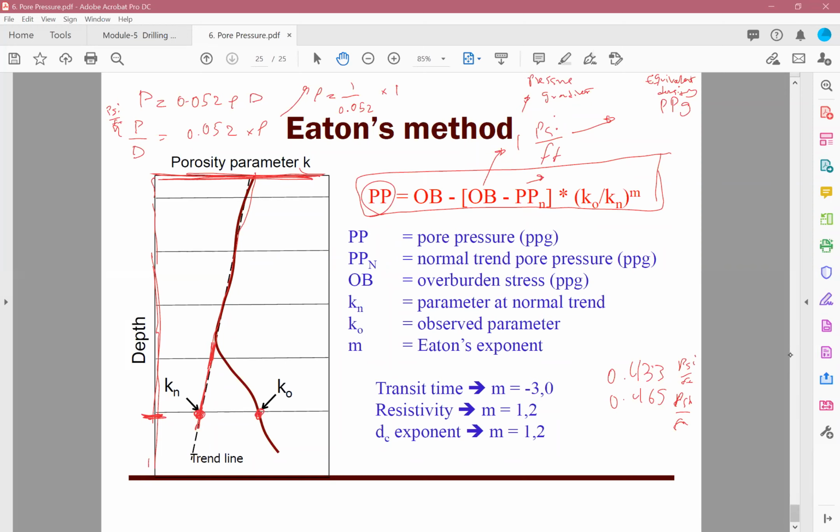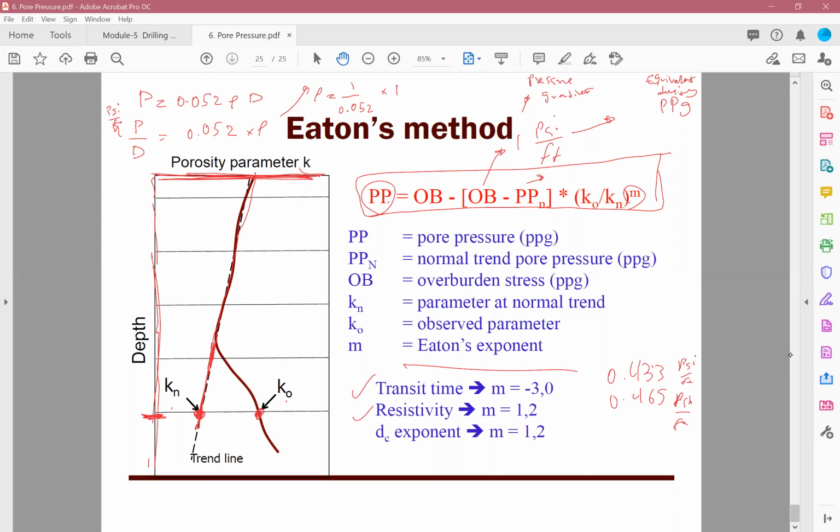The real value. So if you divide Ko by Kn to the power of m, which is called Eaton's exponent, then you can calculate the pore pressure. Now, for transit time, you should use m equal to -3. For resistivity, you use 1.2. For DC exponent, you use 1.2. Okay. Now, if you go to your project, you'll see that the transit time and resistivity well logs are given to you, right? At any depths, you would need to digitize.